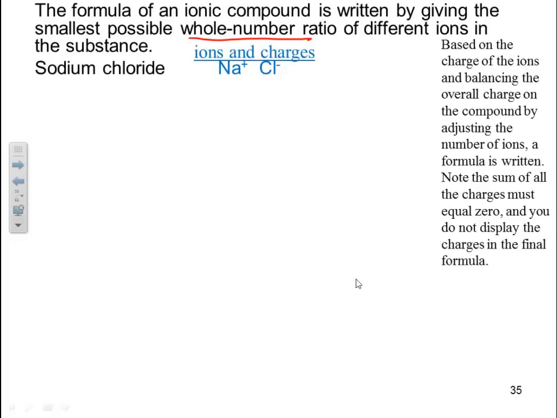Example, sodium chloride. We know that sodium is a +1 and chloride is a -1, looking at the periodic table and its location. So I know that this is balanced. I have one positive and one negative, so my actual formula would just be 1 sodium and 1 chlorine. So the formula is NaCl.